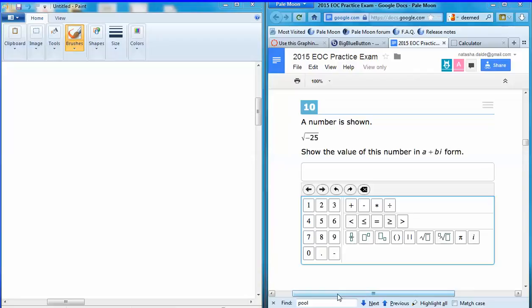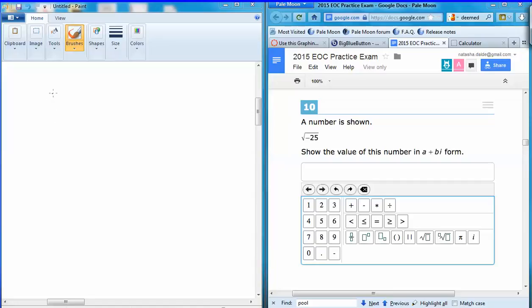Here's what we got. We got the square root of negative 25. Now, most of you guys say, hey, wait a second, there's no such thing as the square root of negative 25. And my answer for that is, yes, that's true. There is no real number that gives you the square root of negative 25. However, there are complex numbers.